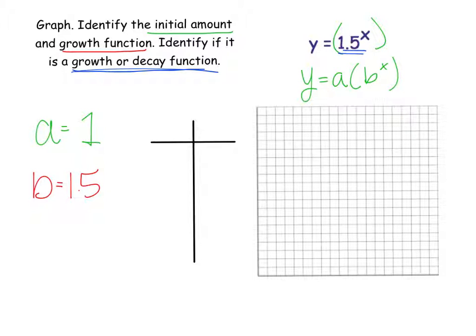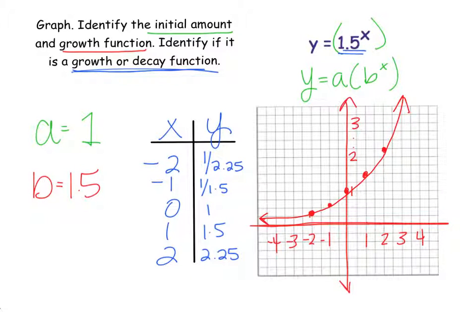Knowing that b is 1.5, I'm going to assume growth, but let's just double check. So we put our x and y in, and I like the points -2, -1, 0, 1, and 2. So go ahead, find your y's and graph, and then let's come back and see. So looking at my table, I have 1 over 2.25, which is about 0.4, and 1 over 1.5, which is about 0.67. And then I have my values, and I graphed, and I spaced my graph out a little more, but it is still the right shape.